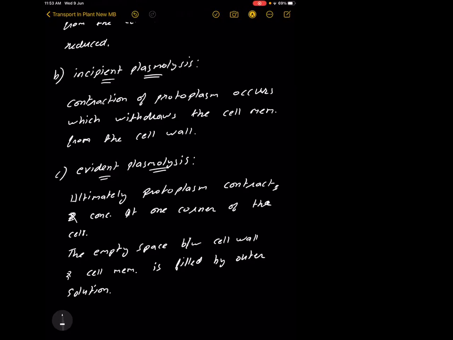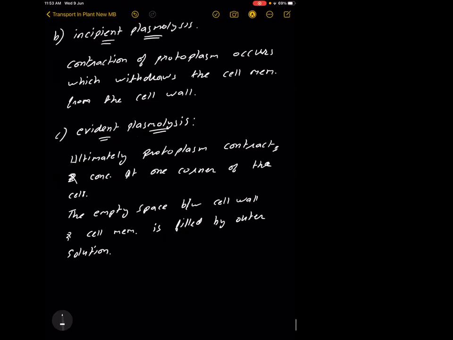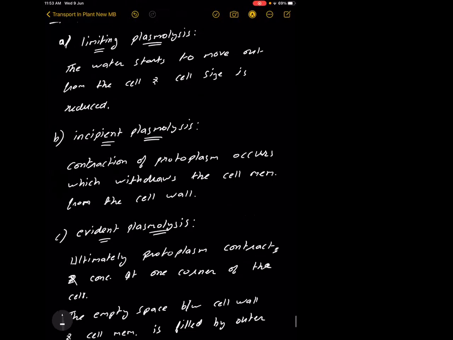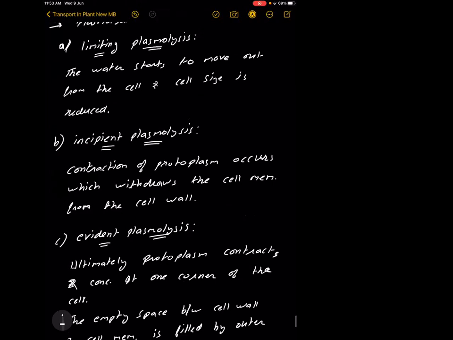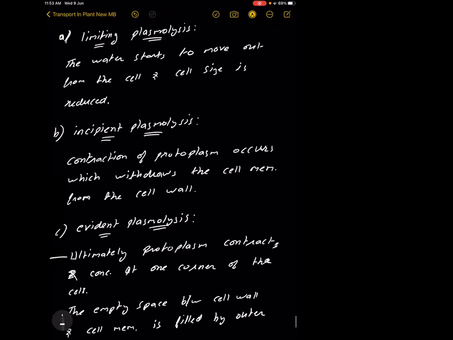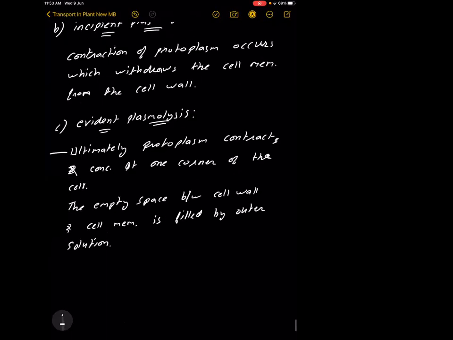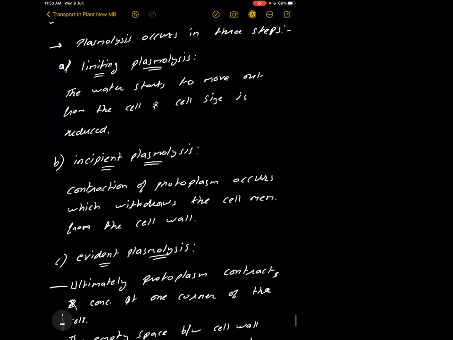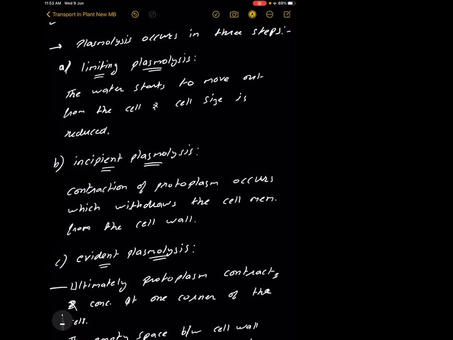Sir, can you read the first point of limiting, incipient, and evident? This is limiting plasmolysis. In evident plasmolysis, the first point is ultimately protoplasm contracts and is concentrated at one corner of the cell. Okay, sir. Thank you.